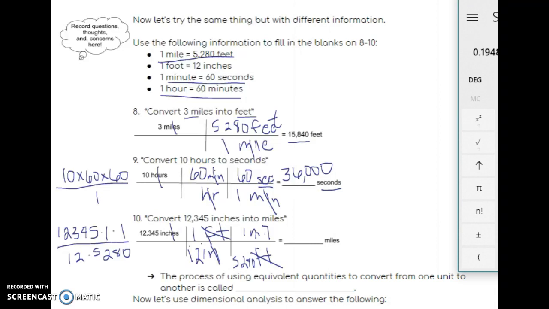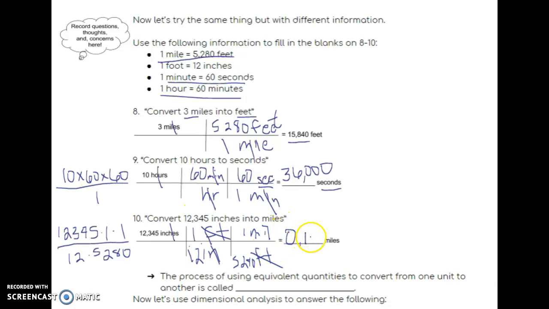So 12,345 inches is 0.19 miles. The 4 tells me to stay the same, so I'm rounding to two decimal places for that. This is called dimensional analysis, or unit analysis, okay? You need to use this to complete the next several questions. Then you need to come see me to check your answers and get your quiz.